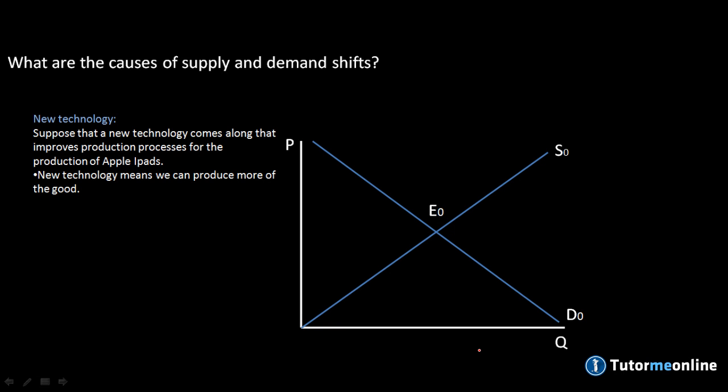Second example is that of new technology. So suppose that a new technology comes along that improves the production processes for the production of Apple iPad. So production, we know it's going to be our supply curve. So this new technology means we can produce more of the good. So what is going to happen with our supply curve? Well, if the new technology comes along, we can produce more of this good, and we can see that our supply curve will then shift to the right. So again, label it S1, indicate a change of direction, put in our new equilibrium, and we can indicate what happens to our quantity. So from Q0 to Q1, indicate that we have now produced more Apple iPads.